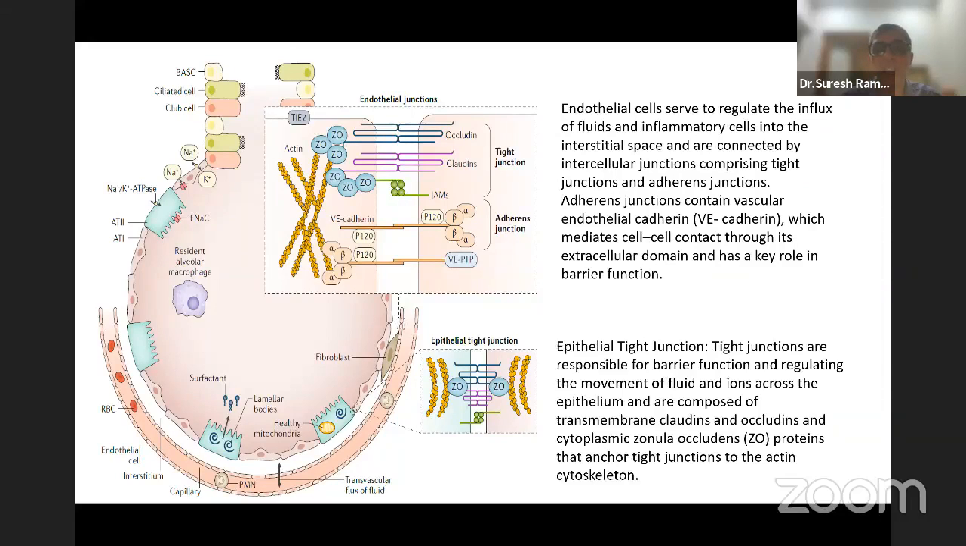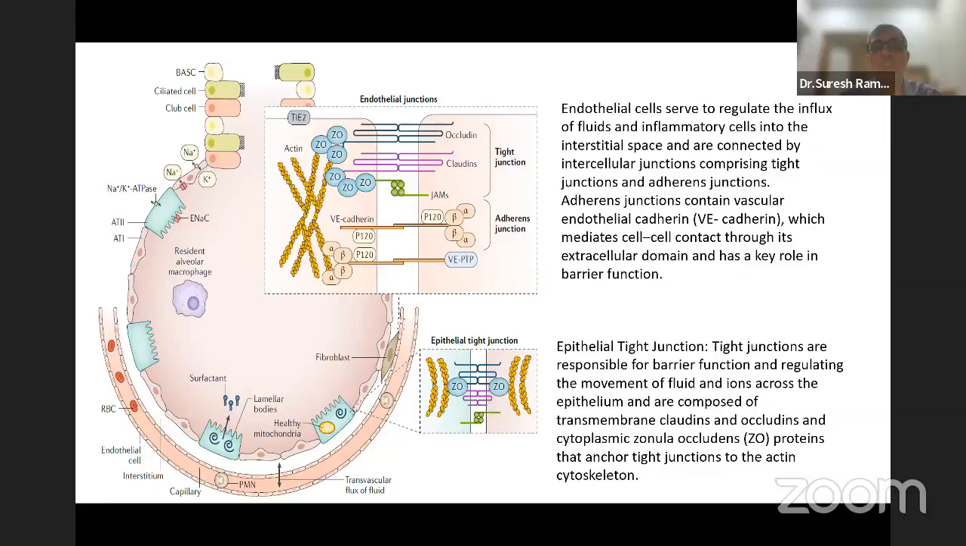The epithelial tight junction is responsible for the movement of fluid and ions between the epithelium and the interstitium, and the endothelial tight junction is responsible for the fluid movement between the capillary endothelial cell and the interstitium. To remember, ARDS happens only when there is both epithelial and endothelial injury. That's when this happens. So it's predominantly an endothelial injury. Like in COVID, we know it's an endothelitis. It's more the damage to the endothelium that leads to this.